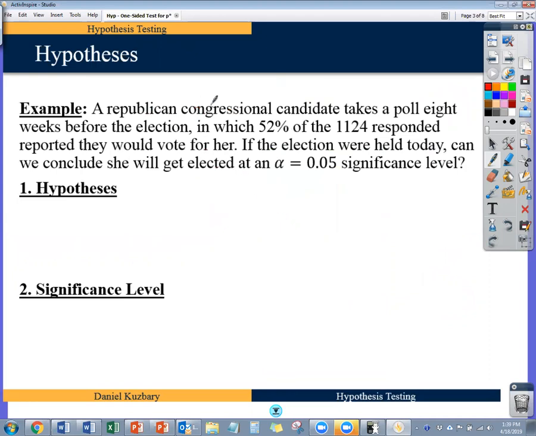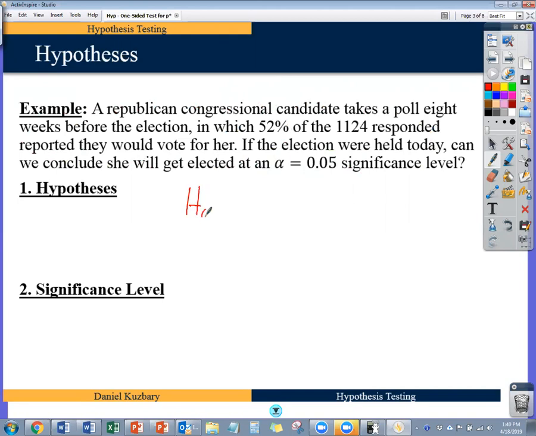We've got a Republican congressional candidate who takes a poll 8 weeks before the election in which 52% of the 1,124 people responded that they would vote for her at this time, 8 weeks before the election. If the election were held today, can we conclude that she'll get elected at an alpha equal to 0.05 significance level? So we've got to come up with hypotheses about p from this example.